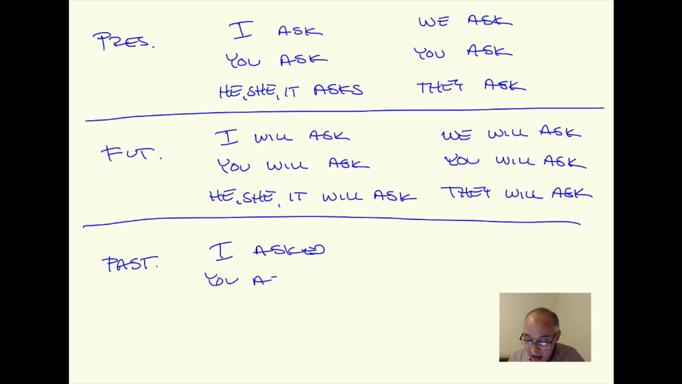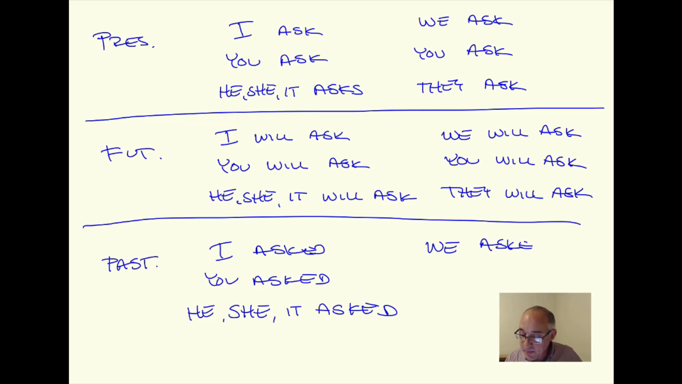You asked. He, she, or it asked. We asked. You asked. And they asked. We have conjugated fully in the present active system in English the verb ask, the present tense, the future tense, and the simple past tense.